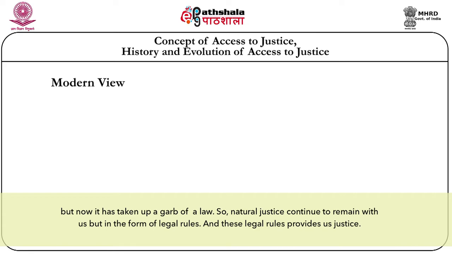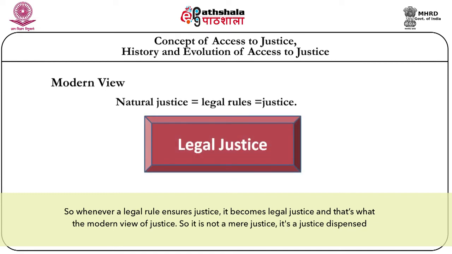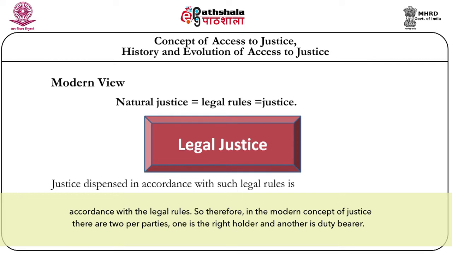Natural justice continues to remain with us, but in the form of legal rules, and these legal rules provide us justice. Whenever a legal rule ensures justice, it becomes legal justice, and that is the modern view of justice. It is not mere justice, it is justice dispensed in accordance with legal rules. Therefore, in the modern concept of justice, there are two parties: one is the right holder, another is the duty bearer.